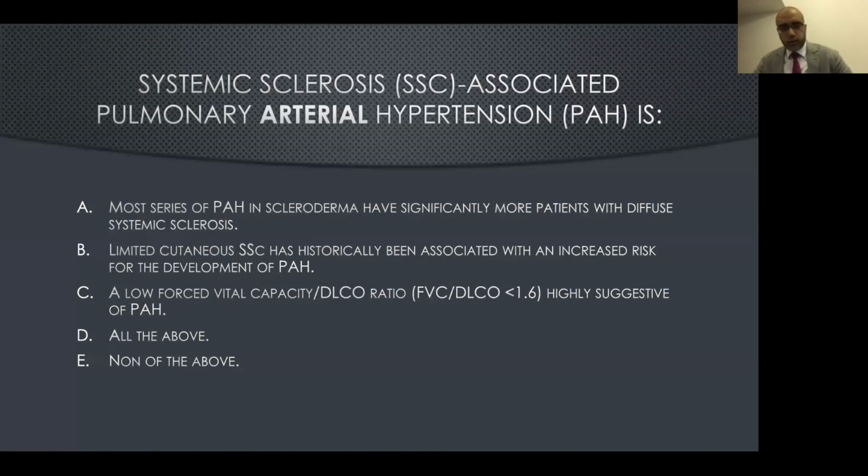Again, one question for refreshment. Systemic sclerosis: most patients with pulmonary arterial hypertension and scleroderma have significantly more diffuse systemic sclerosis. Limited cutaneous scleroderma has historically been associated with an increased risk of pulmonary arterial hypertension. Low forced vital capacity over DLCO ratio, less than 1.6, is highly suggestive of pulmonary arterial hypertension. All of the above, or none of the above.